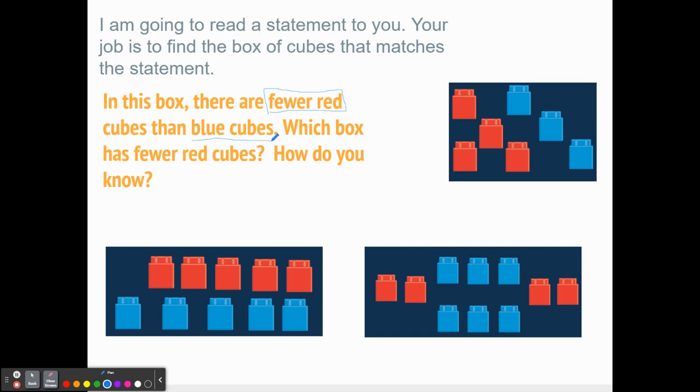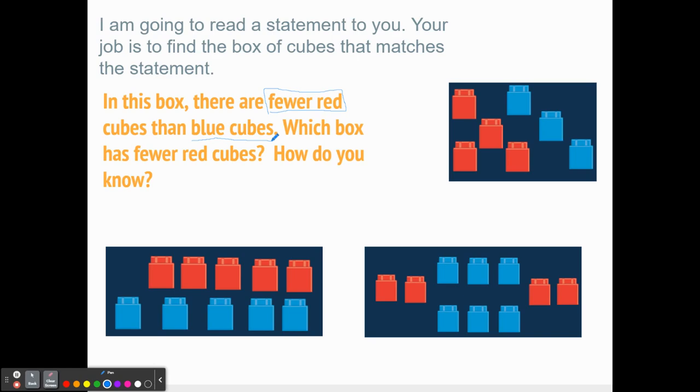So I'm looking for which box has fewer red than the blue? Which box has fewer red cubes? And how do you know? Turn to your partner and talk with your partner. And this time, I want the person with the longest hair to go first.